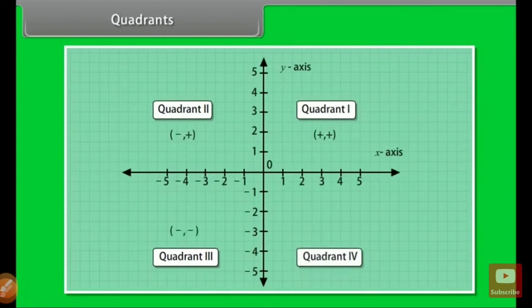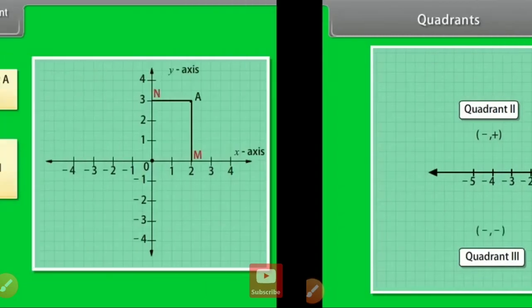So next one is here, quadrant. You have to know what a quadrant is. The four quadrants are here. In the first, all the points will be positive. In the second, one point will be negative and the other will be positive. In the third, both will be negative, and in the fourth, one will be positive and the other negative. It means the abscissa will be positive and the ordinate will be negative.